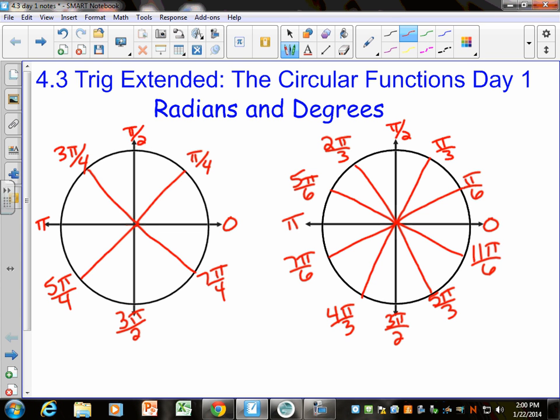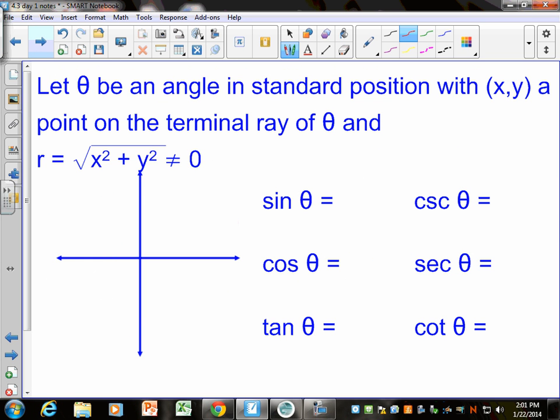So what are we doing today? We're extending trig. Instead of talking about these cute little triangles all the time, we're going to say, what if I graphed a point on the xy plane anywhere? How could I find all these trig functions of it? So they say, let theta be an angle in standard position with xy being a point on the terminal ray of theta, and we'll talk about r in a minute.